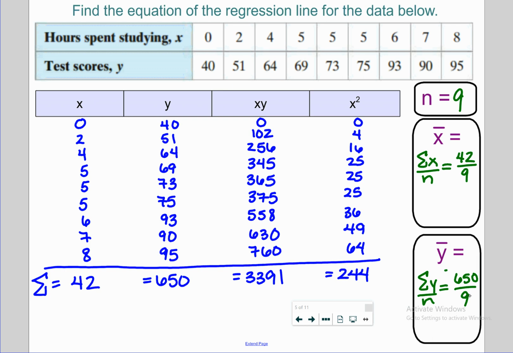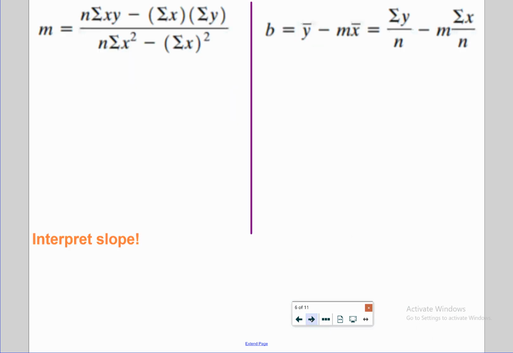Okay, questions on getting any of that stuff you need for the formulas? All right, so now we plug it in. We're going to do slope first. N times the sum of xy. So that was 9, 3,391, minus the sum of my x's, which was 42, times the sum of my y's, which was, I think, 650.